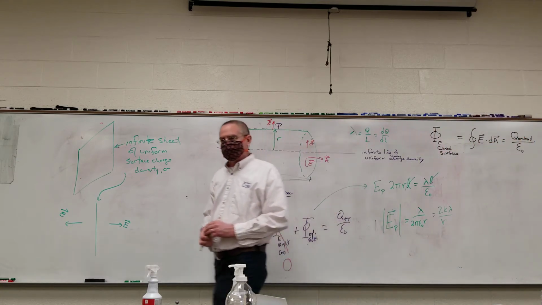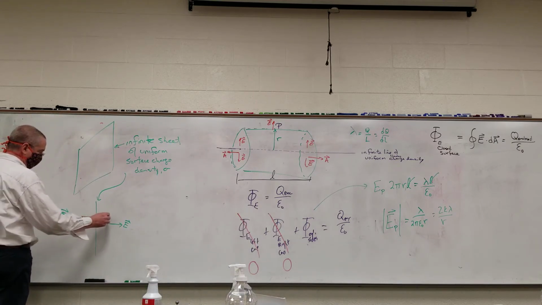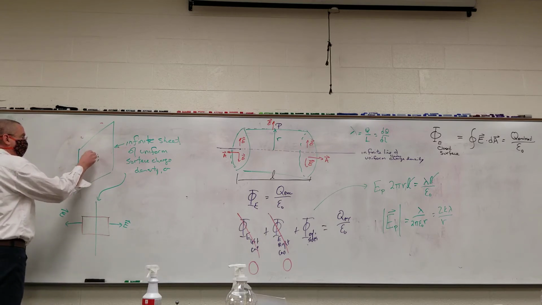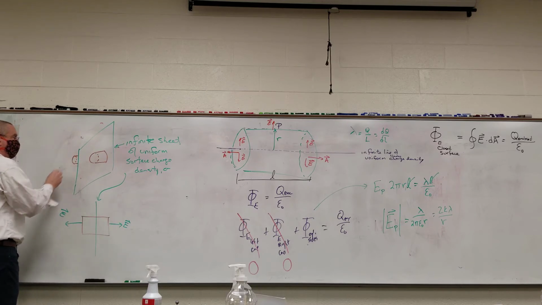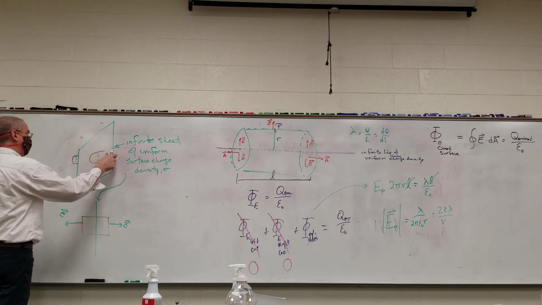So let's set up our Gaussian surface. I'm basically putting a can like that. And that is absolutely horrible.